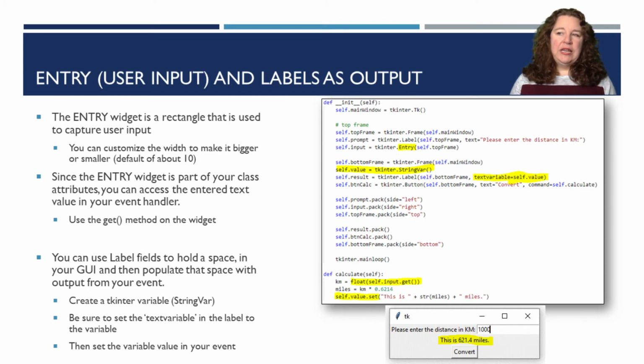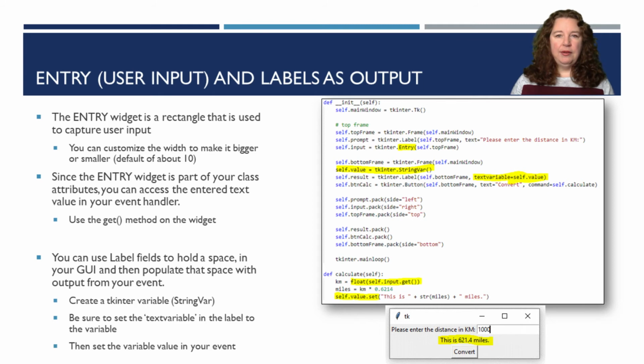The tkinter label is going to go in the bottom frame, and it's going to have a text variable of that self value. So you can see I've attached that value. When I change the value down in my method, it will be attached there and it'll print it out there. Next, I have my button, and the button uses the command of calculate.